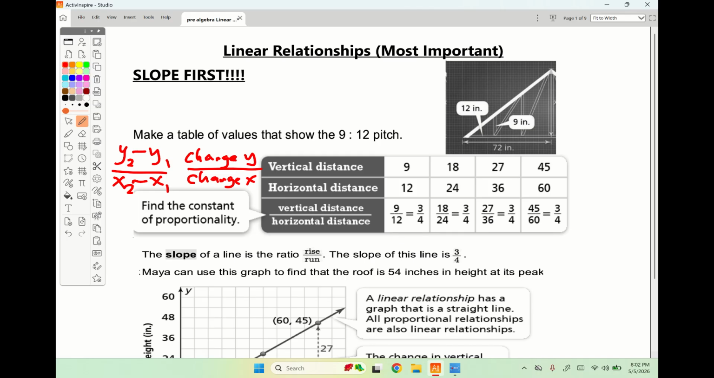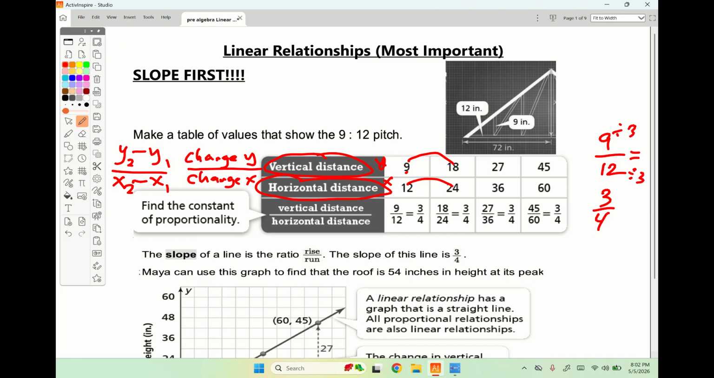So if we see the y is your vertical distance, because up and down is always your y-axis, horizontal will be your x. So 9 to 18 changed by 9, and 12 to 24 changed by 12. You would get 9 over 12, simplify it by dividing both by 3, and you get 3/4.